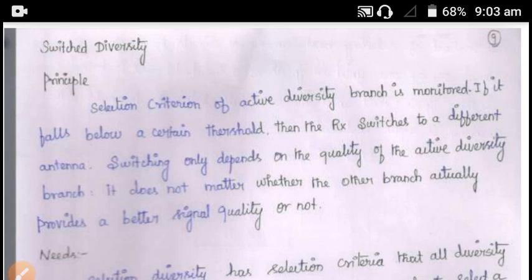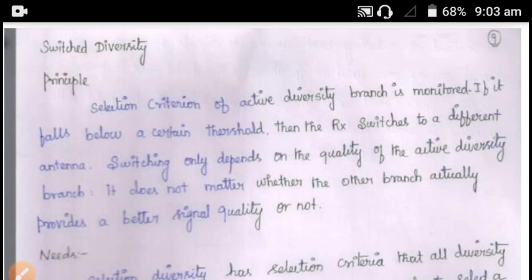There will be many antennas, so the selection criterion of the branch is monitored, and they will select which one is the best, right? If it falls below a certain threshold value, then the receiver switches to a different antenna. So what about this switching? That is just connecting to some antenna.